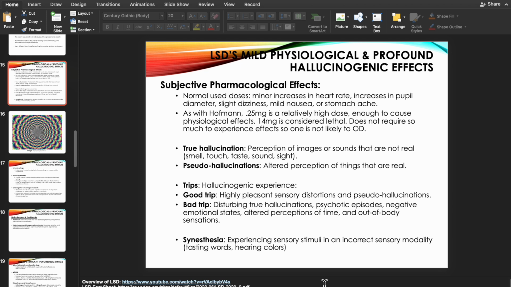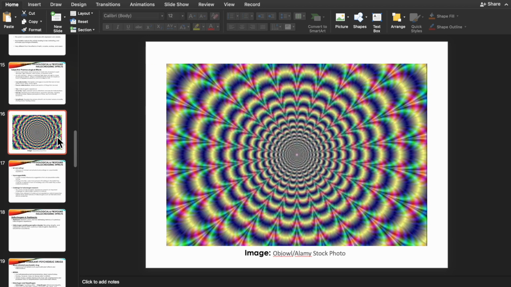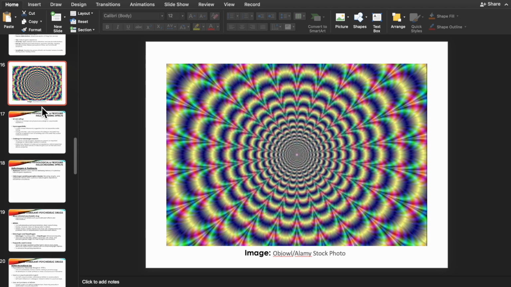Another term you should know is synesthesia. It's experiencing sensory stimuli in an incorrect way. So basically, somebody would be tasting words, hearing colors, seeing smells. This picture would be distorted, as somebody on acid might experience. They see colors and things look like kaleidoscope colors. Maybe this is a little ball, but because they're on acid, their visual perception is distorted.